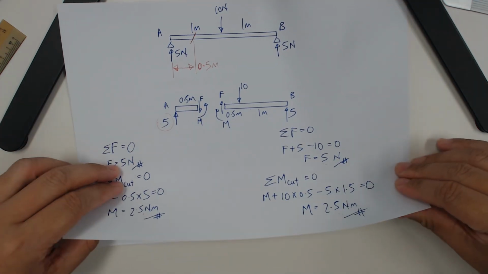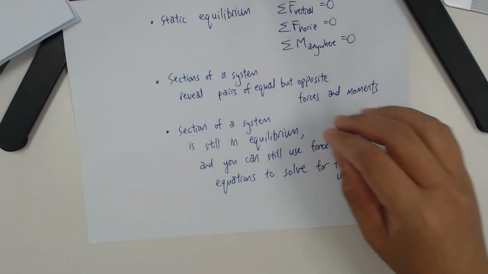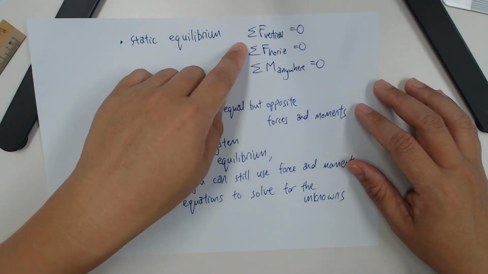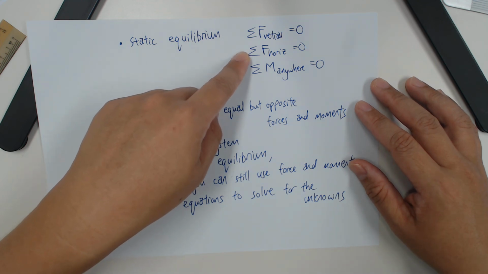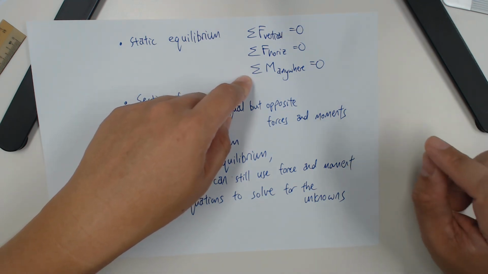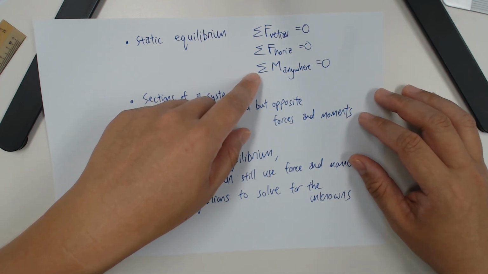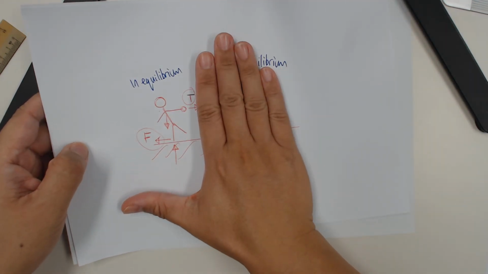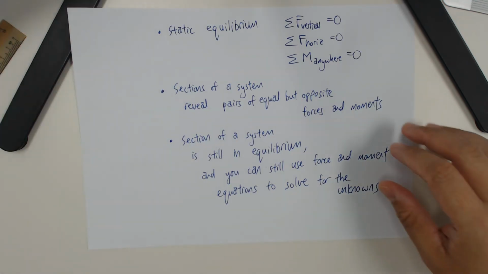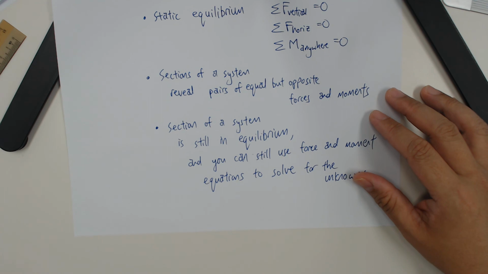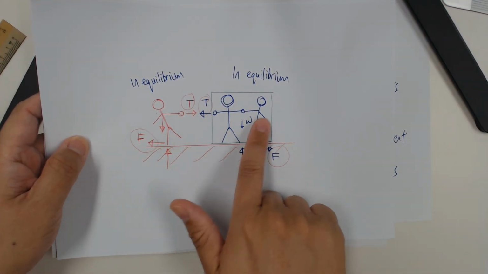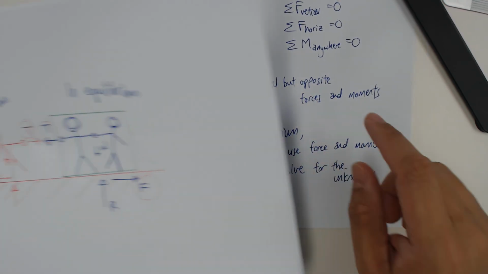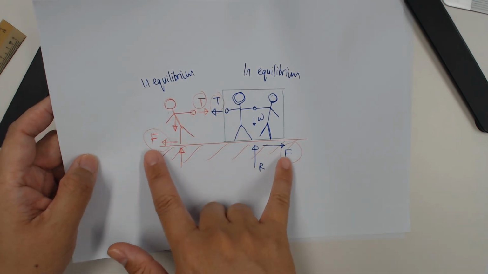So this video is to illustrate to you that in static equilibrium, what we mean is the sum of vertical forces is 0, the sum of horizontal forces is 0, and the sum of moments at any point of the object is 0. And this can apply to the whole system, or just part of the system, as long as they are in equilibrium. The sections of a system, if I section them out and look at them individually, will reveal pairs of equal but opposite forces and moments. An equal pair but opposite in direction.